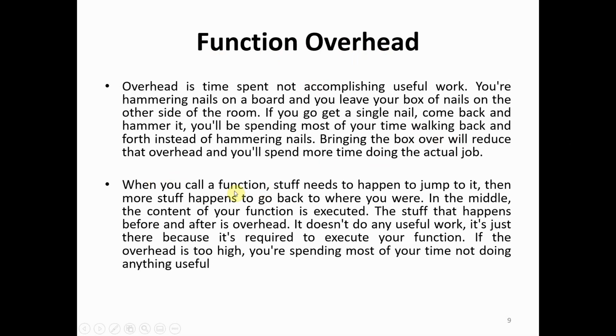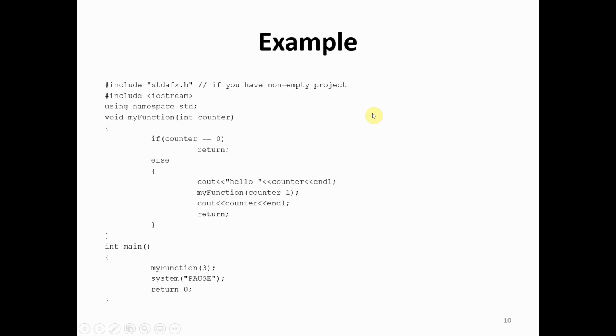So when you call a function, stuff needs to happen to jump to it, then more stuff happens to go back to where you were. This is called function overhead time. And when you have a recursive function, you would have many function calls, so you're going to have a lot of function overhead time. This is another example of a recursive function, so let's look at it.